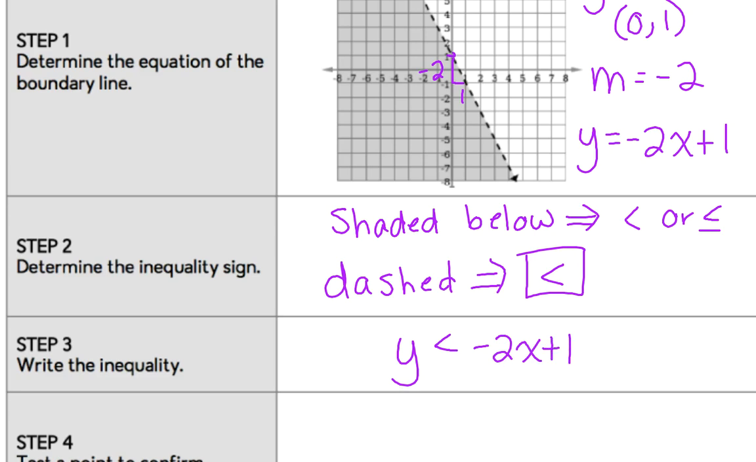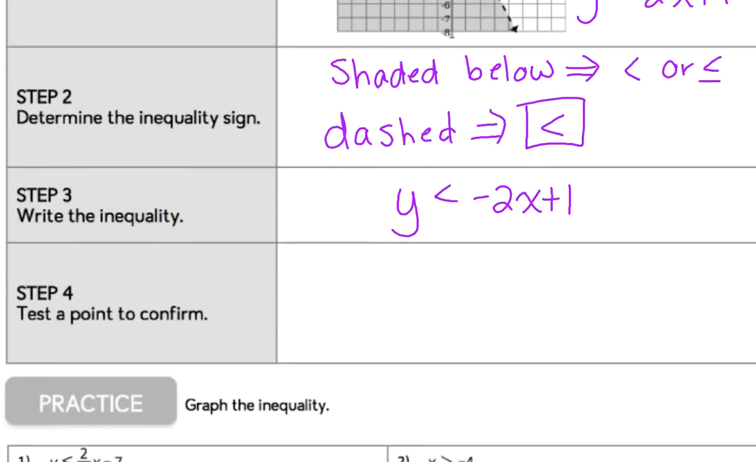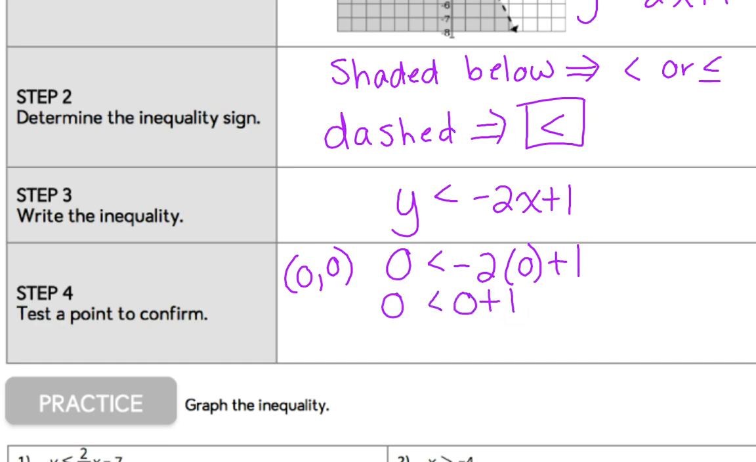So we take that equation and turn it into an inequality based on the type of line and the shading that's going on. We want to test a point just to make sure we did it right. So again, I'm going to test 0, 0 in this inequality and make sure that it makes a true statement. If it doesn't, that means that I need to flip my symbol. So simplifying here, I have 0 plus 1. 0 is less than 1. That is true. So we have the right symbol in there.